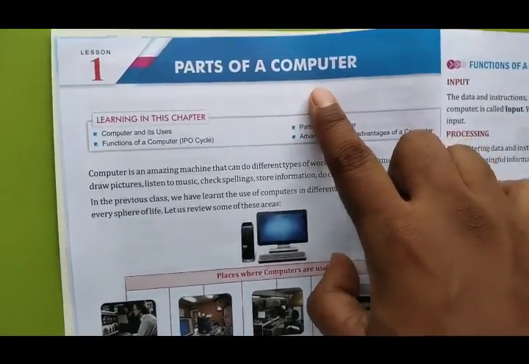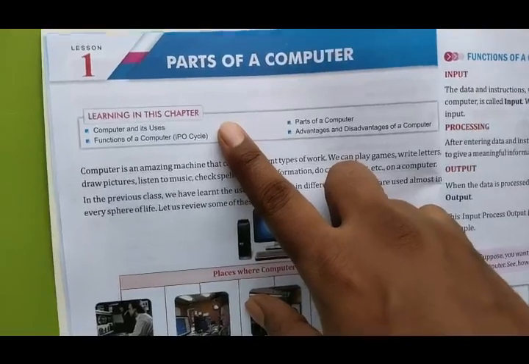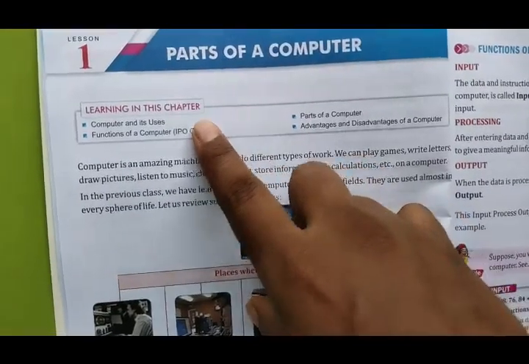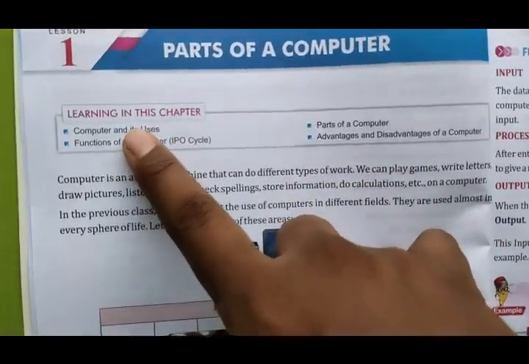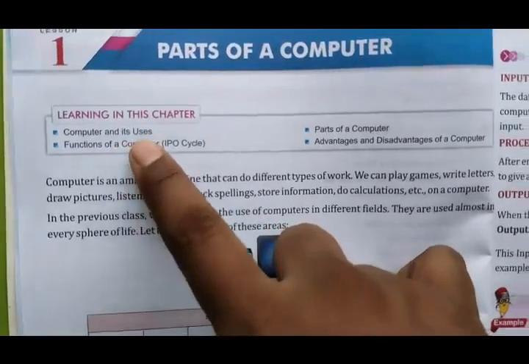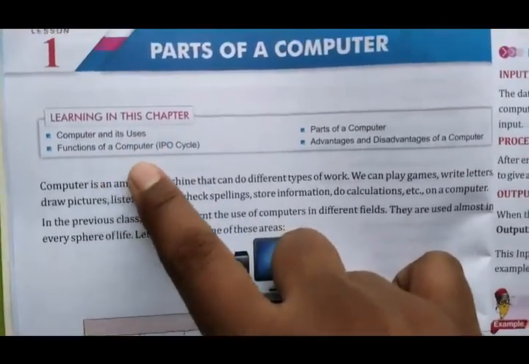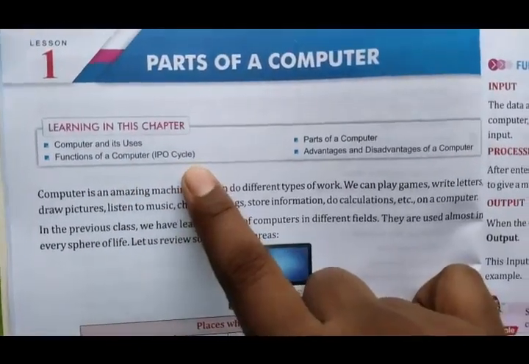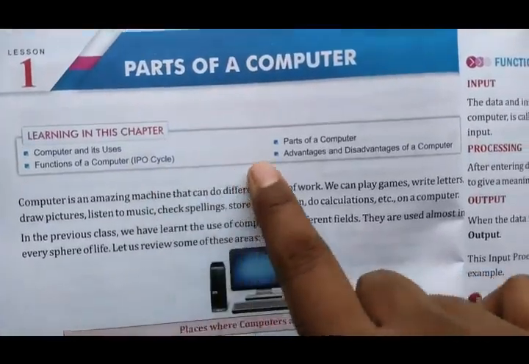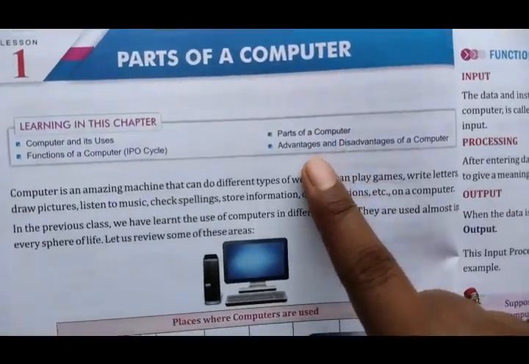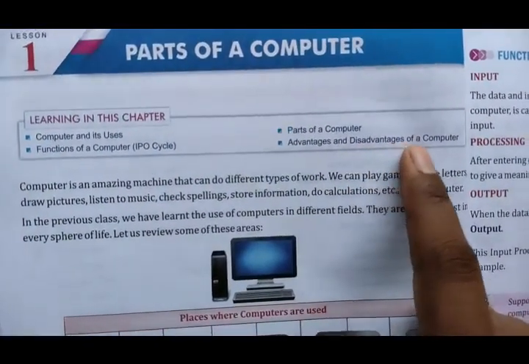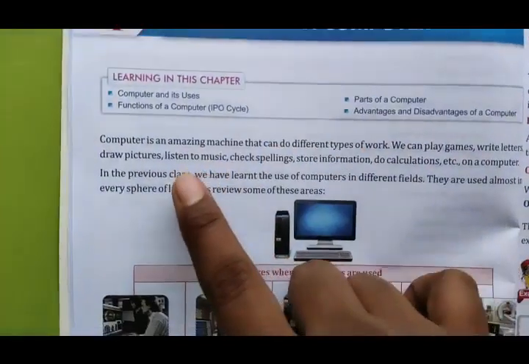So, what are the learning objectives? What do we learn in this chapter? Computers and its uses, function of a computer, that is the IPO cycle, input, process and output cycle, and parts of a computer. Then advantages and disadvantages of a computer. Okay. Let's start the topic.